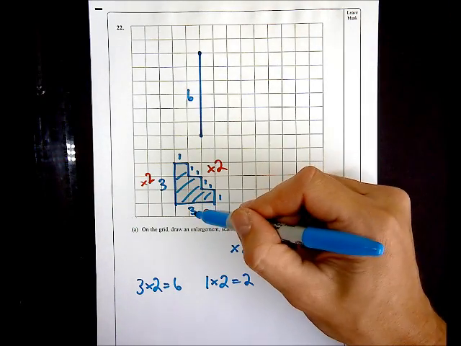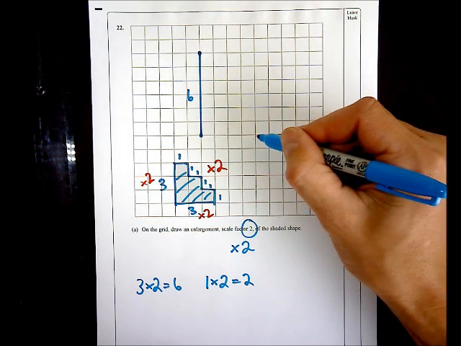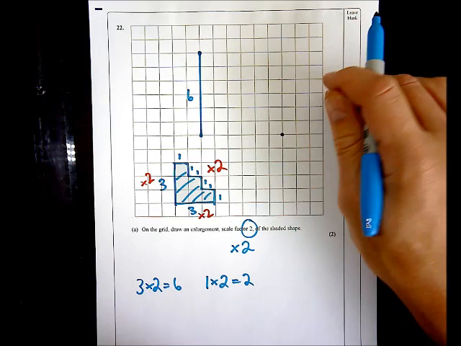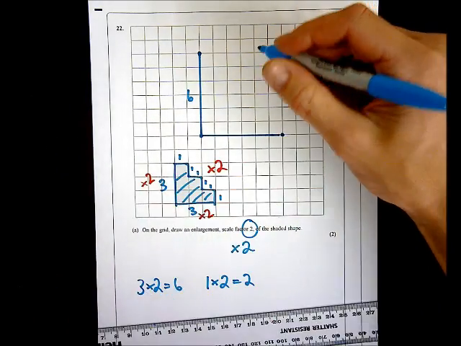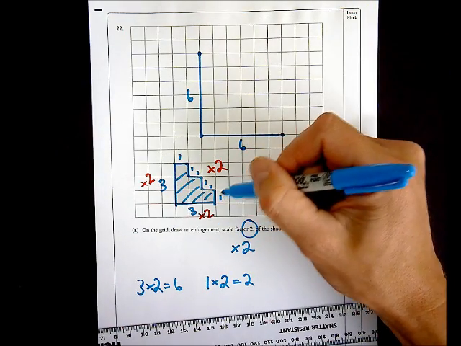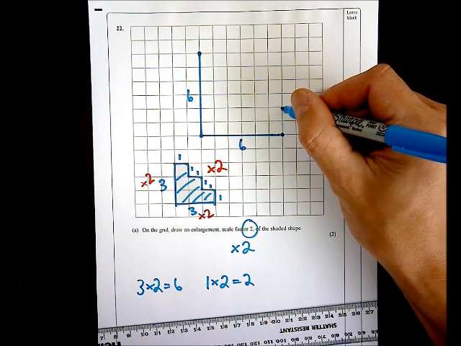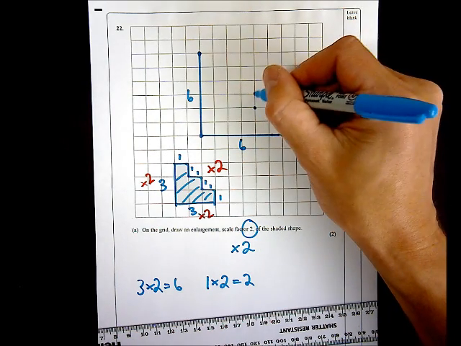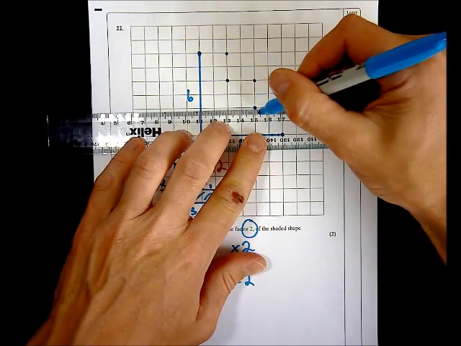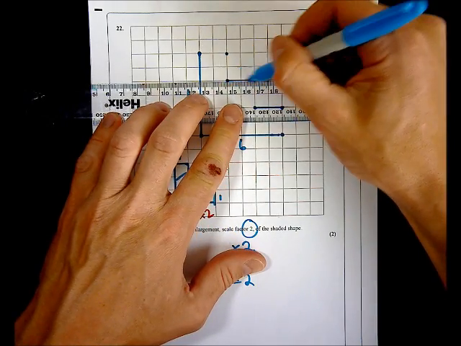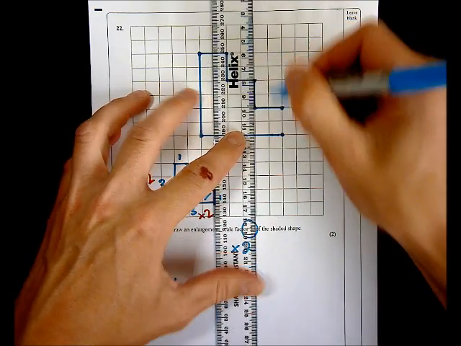Now the bottom of my shape should be 3 times 2, so again that's going to be 6. So 1, 2, 3, 6 squares long, and I can join that up. And all the rest of my distances are going to be 1 times 2, which will be 2. So I'm going to go 2 squares up from here, 1, 2, and just continue that round. And then it's a simple case of joining up all of those points to make my enlarged shape.